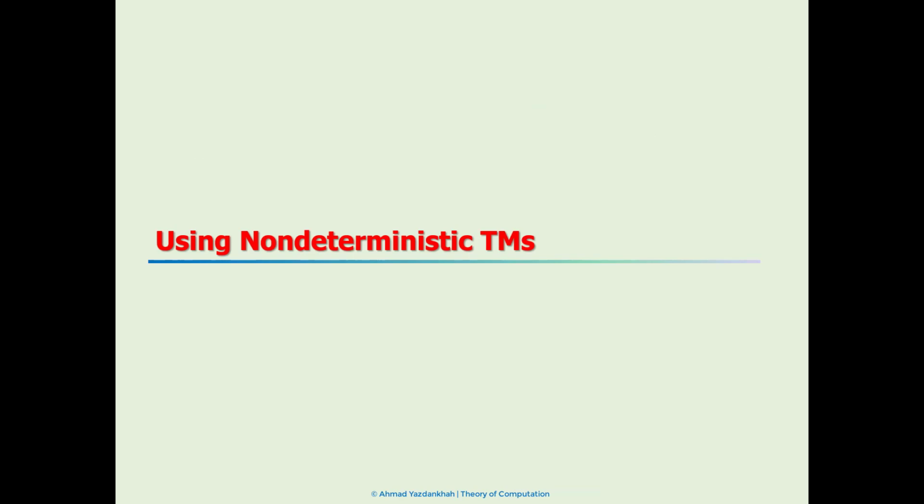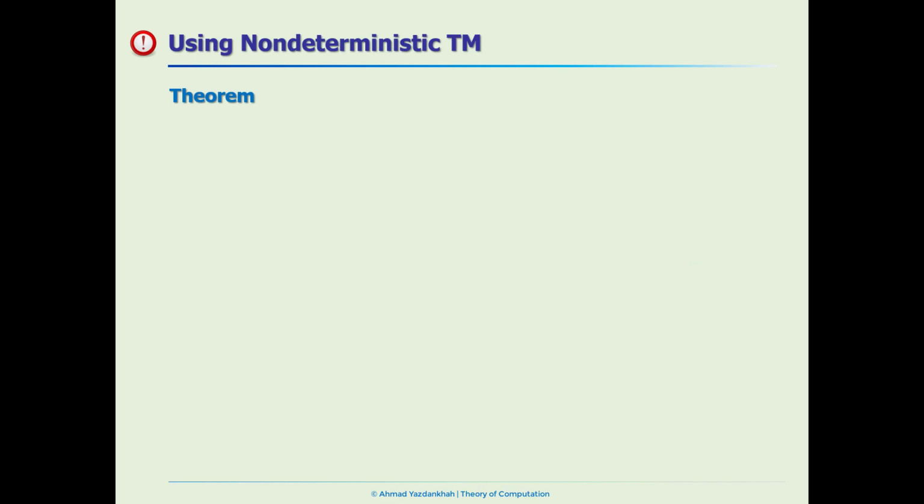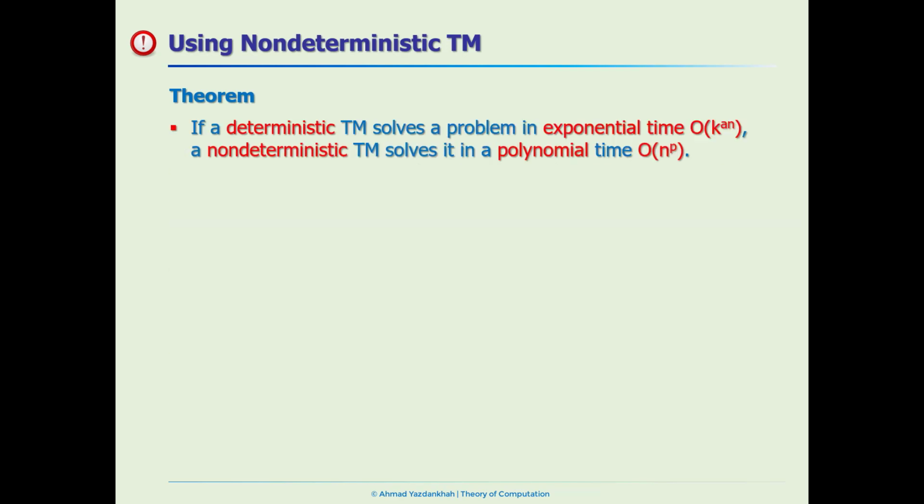Now let's turn to the non-deterministic Turing machines. Let's see how the problems change when we use a non-deterministic Turing machine. Here we have a theorem that says if a deterministic Turing machine solves a problem in exponential time like this, the same problem will be solved by a non-deterministic Turing machine in polynomial time. So using a non-deterministic Turing machine changes the complexity from exponential time to polynomial time.